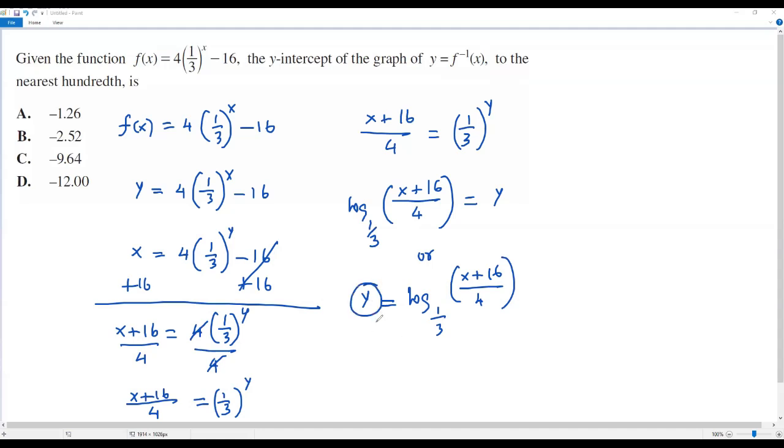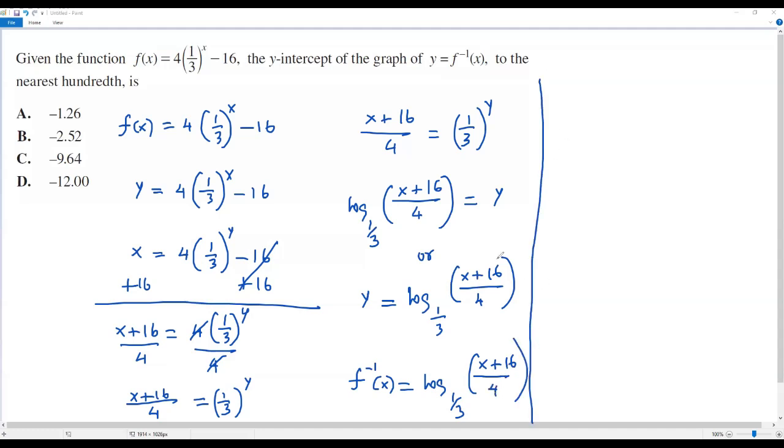Now y has to be replaced by f inverse of x. This is the last step of finding the inverse. That is, f inverse of x equals log to the base 1/3 of (x plus 16) over 4. Okay, now I have f inverse of x, the inverse of the given function. So our target is to find the y-intercept of the inverse function.